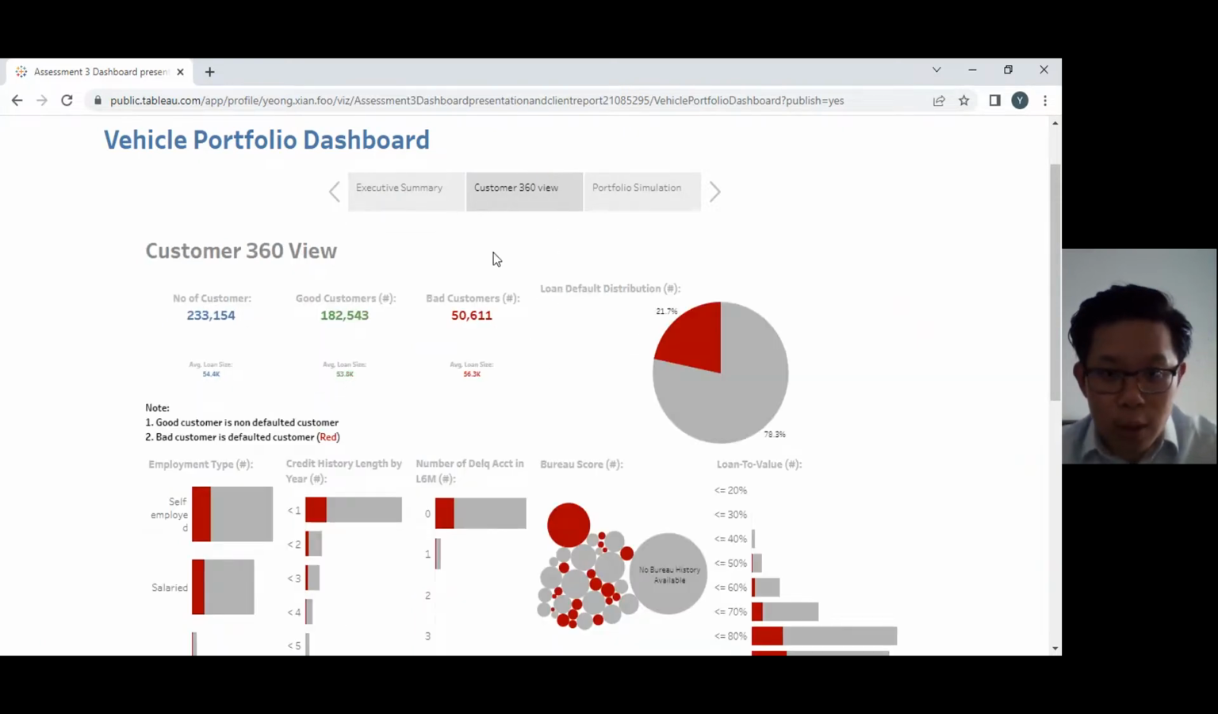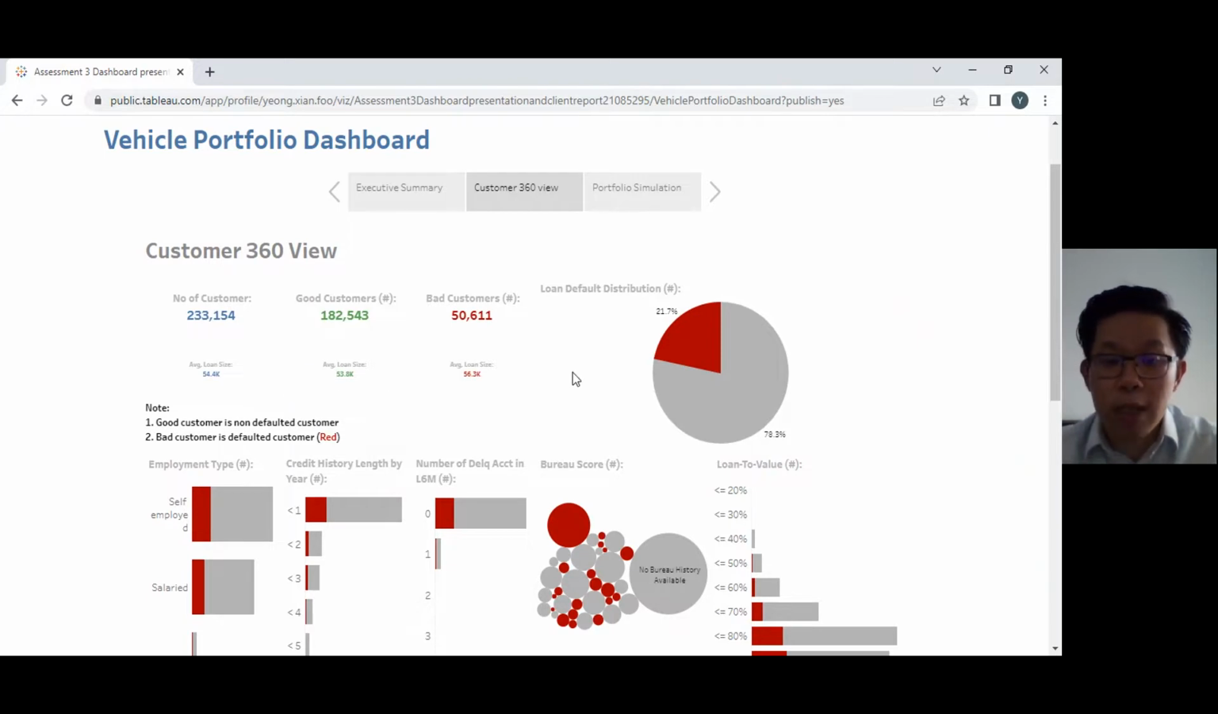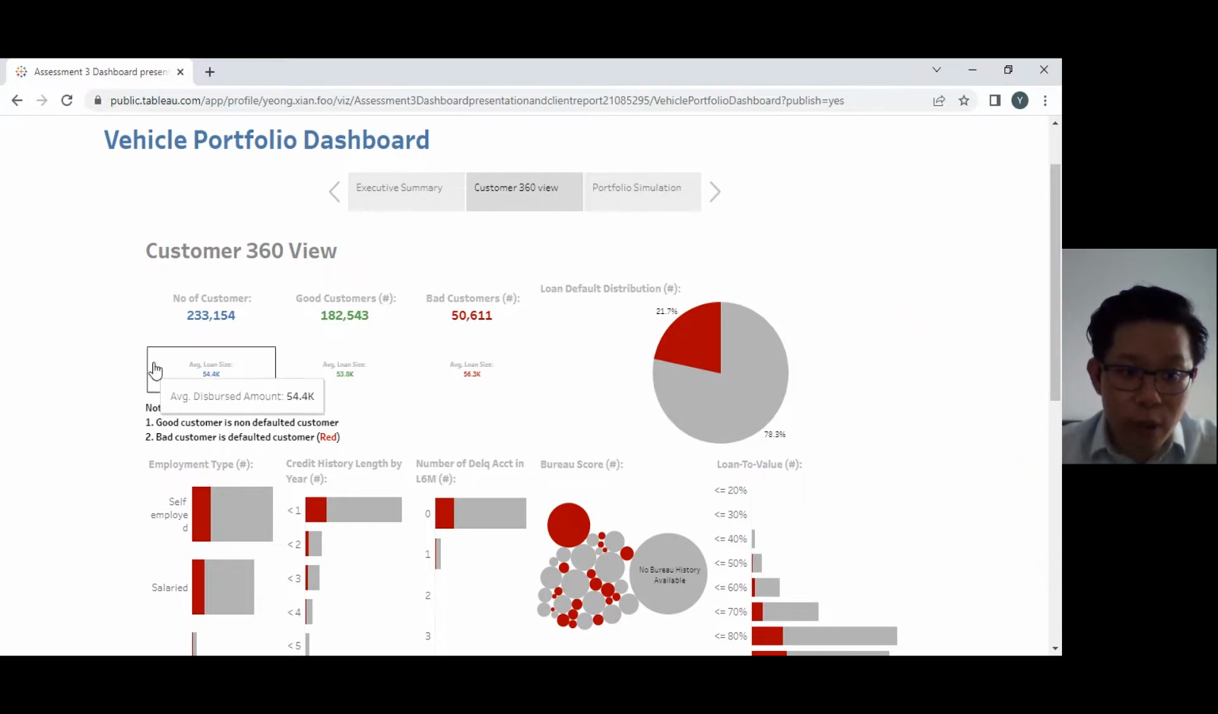So we come to the next section, customer 360 view. This portion will be for the subject matter expert to understand more about how the clients behave and what their demographic is and where the concentration is. So again, we start with the overall information.